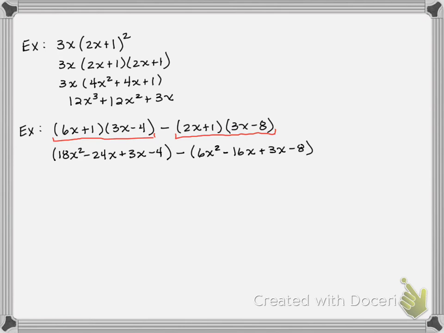And then we'll combine like terms within our parentheses. So always finish simplifying within the parentheses before you do anything else. So 18x squared minus 21x minus 4, and then 6x squared minus 13x minus 8.